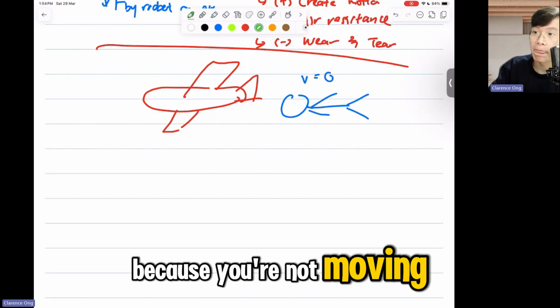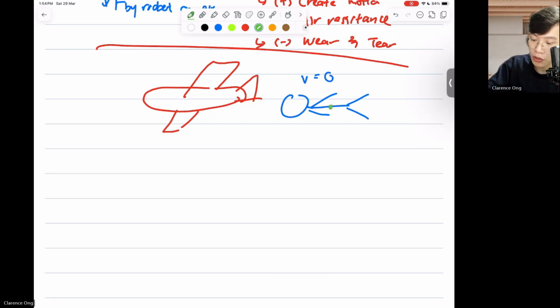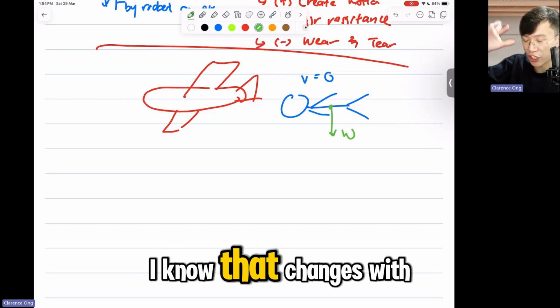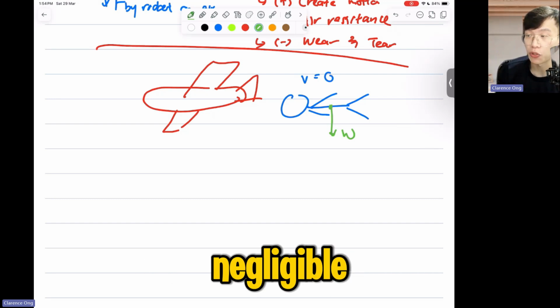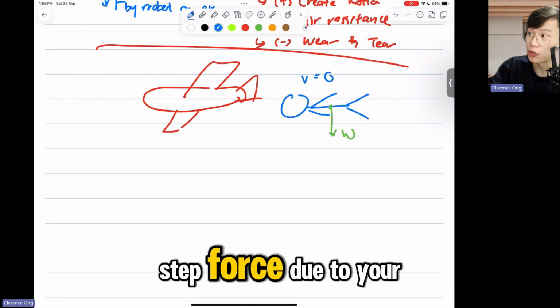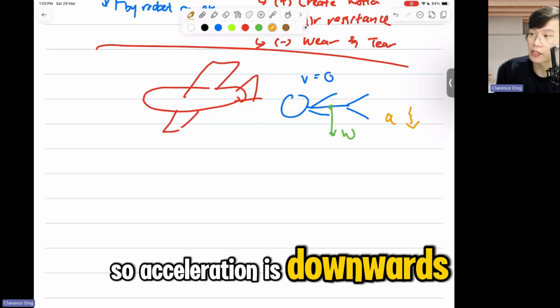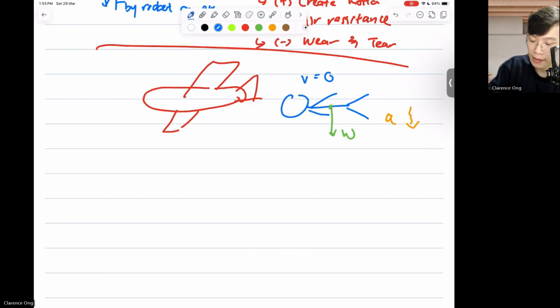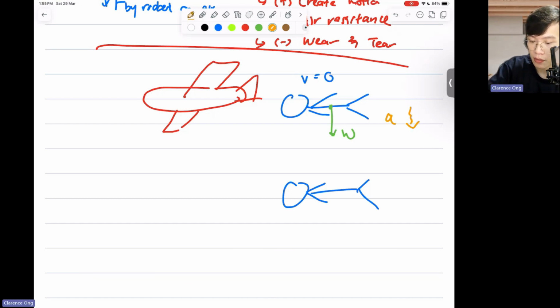Because you're not moving, the only force that's acting on you is the gravitational force. We can assume this gravitational force to be constant. I know that it actually changes with the altitude, but the change is very negligible. And because there's a downward force due to your weight, you are going to start accelerating downwards. As you accelerate downwards, your velocity will increase.